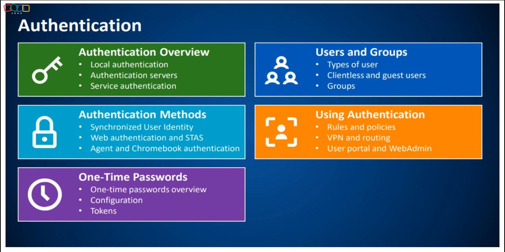So we have authentication methods. We look into that in much more detail with the help of synchronized user identity, captive portal and STAS. We will also see what the challenges are and how we can fix them in case of not working. We look into the agent and Chromebook authentication if we have a Chromebook environment, and we will see how we can implement authentication on the same.